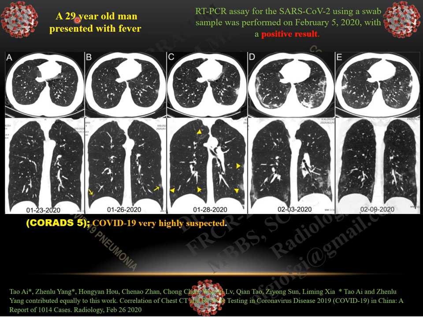A little bit more cases. This patient is 29 years old, presented with fever, and the first presentation on 23 January shows subtle ground glass opacity in subpleural distribution, which increased in the next study 3 days later. After 2 days, the ground glass opacity increased in number and distribution. After that, the ground glass opacity progressed to consolidations and subpleural lines in the next study. The laboratory test confirmed the diagnosis with positive results, and it is classified as CO-RADS 5 because coronavirus is very highly suspected.